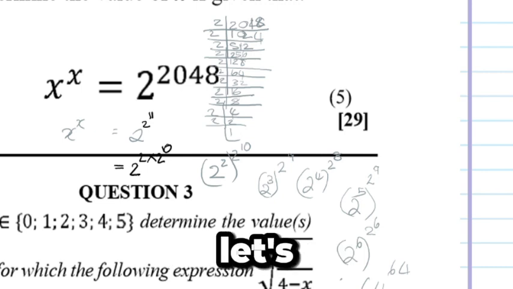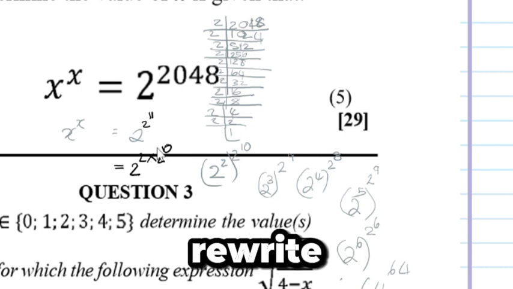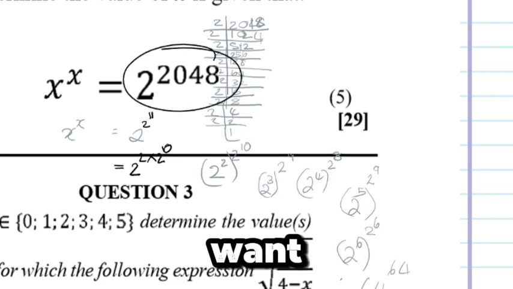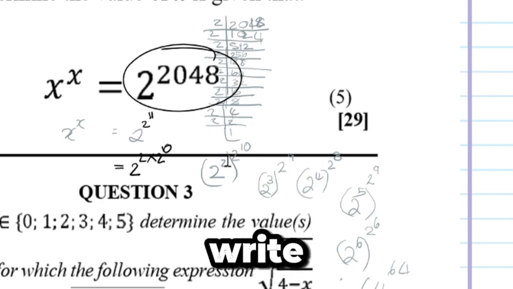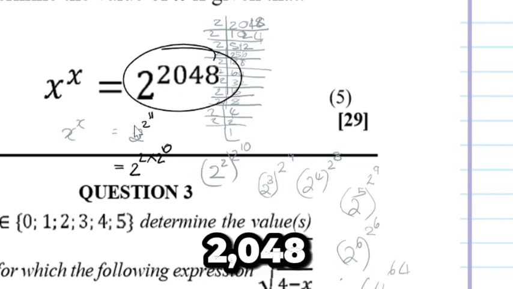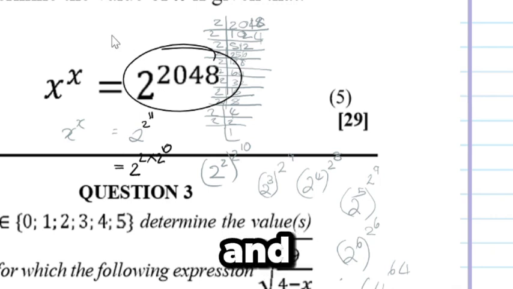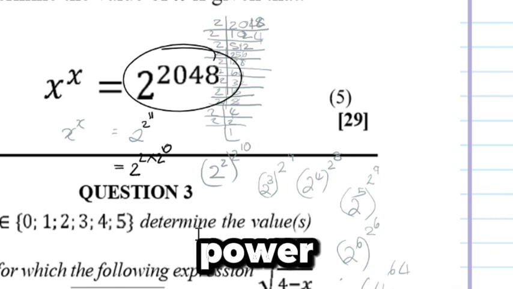Okay, so let's rewrite this part here. If I want to rewrite 2, and I'm going to use my calculator with this one, I'm going to write 2, what is that number? 2048. And I'm going to try and shift and prime factorize that. So that's 2 to the power of 11. No? So that's 2 to the power of 11.